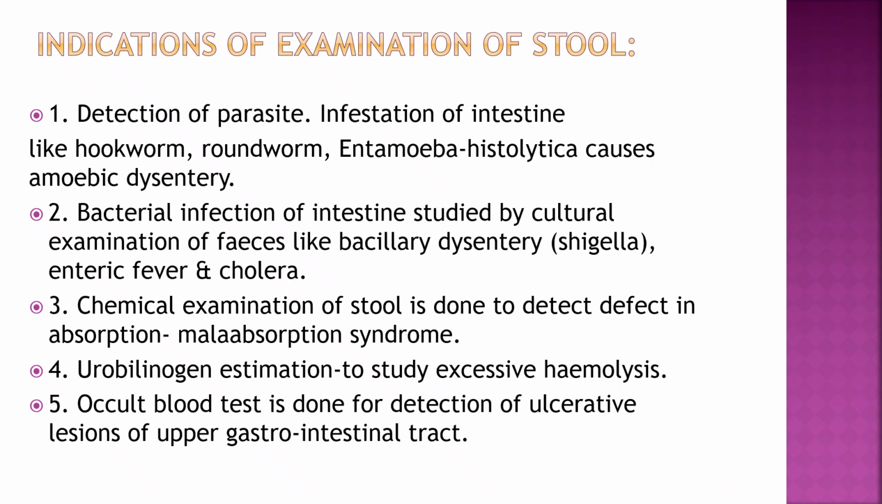enteric fever, and cholera. Then chemical examination of stool is done to detect defects in absorption, that is malabsorption syndrome. Urobilinogen estimation is done to study excessive hemolysis. Occult blood test is done for detection of ulcerative lesions of the upper gastrointestinal tract.